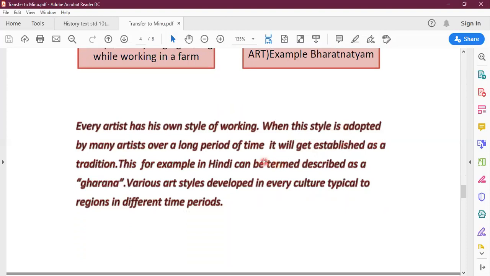Every artist has his own style of working. And when this style gets adopted by many artists over a long period of time, it will become a tradition. The Hindi word which can be used, you must have heard the word gharana. When it comes to Hindustani music, there are various gharanas. Even while playing various instruments, they have their own styles. And different art styles developed in every culture, typical to a particular region in different time periods.